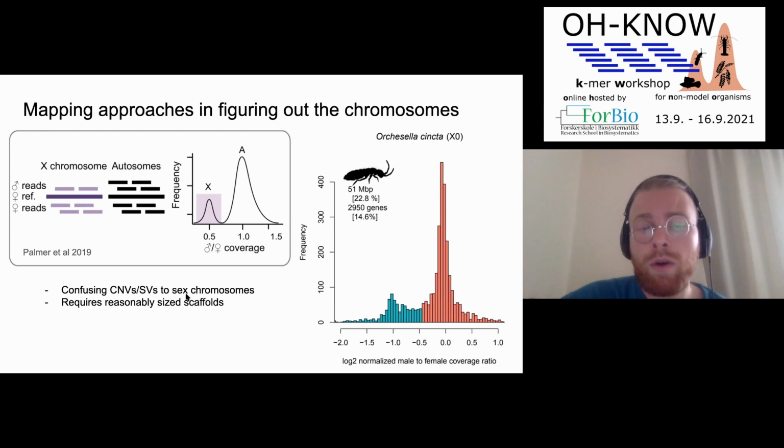And it does require reasonably sized scaffolds, which seems that it will be the case for most of the bigger animals already, but we're still really far away from assembling all the life. So we will have to, for a while, get used to methods that are a bit more noisy.